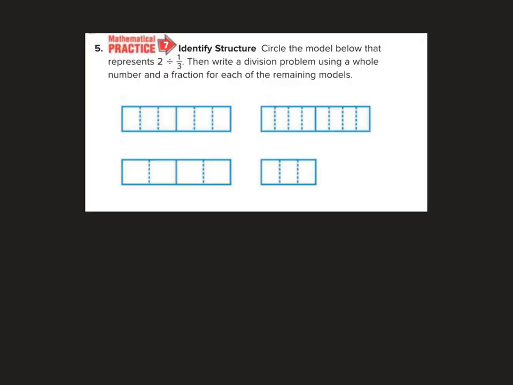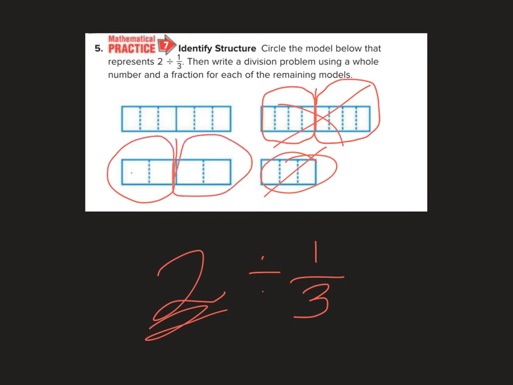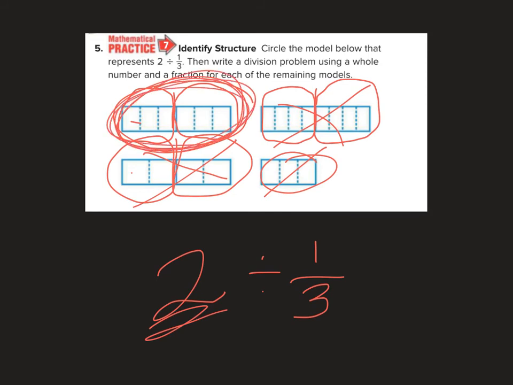Identify the structure. Circle the model below that represents 2 wholes divided, each whole into 3 pieces. So let's see, here it appears I have 2 wholes, but I divided them each into 4 pieces, so that's not right. Here I have 1 whole divided into 3 pieces, I need 2. Here I have 2 wholes divided into 2 pieces. Yes, I purposely picked this one last because it's correct. I have 2 wholes divided into 3 pieces, so this is the one.